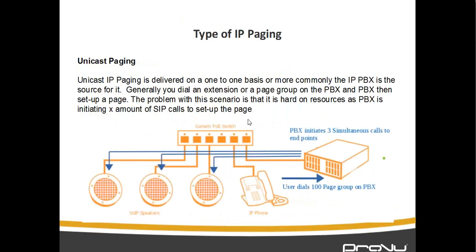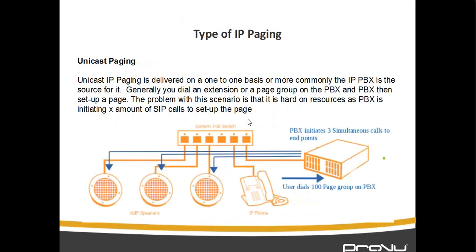So you create a page group on the PBX, and a phone then dials, for example 100 in our diagram. You have a page group called 100, which effectively is a page group on the system. You pick up a handset, dial 100, and this goes to the PBX. The PBX then simultaneously calls all the endpoints for the paging. Obviously in this example you only have 3, but what we're trying to show you is that the PBX will actually initiate 3 simultaneous calls.